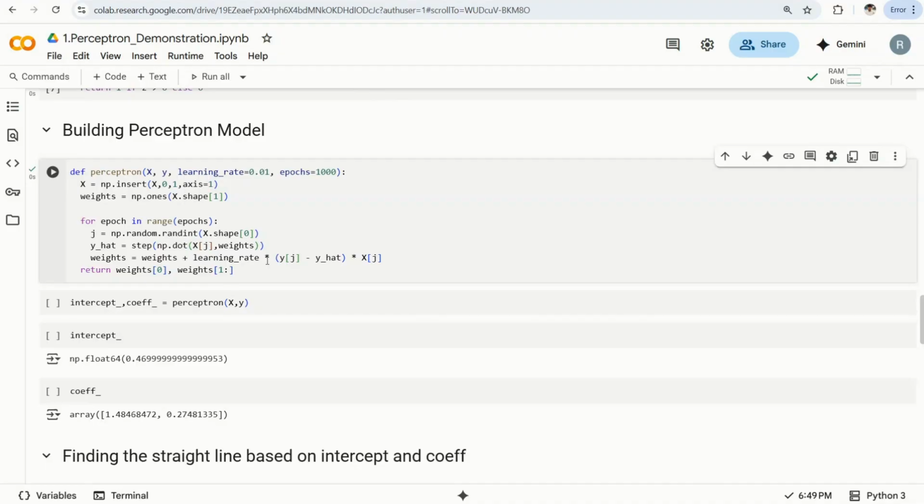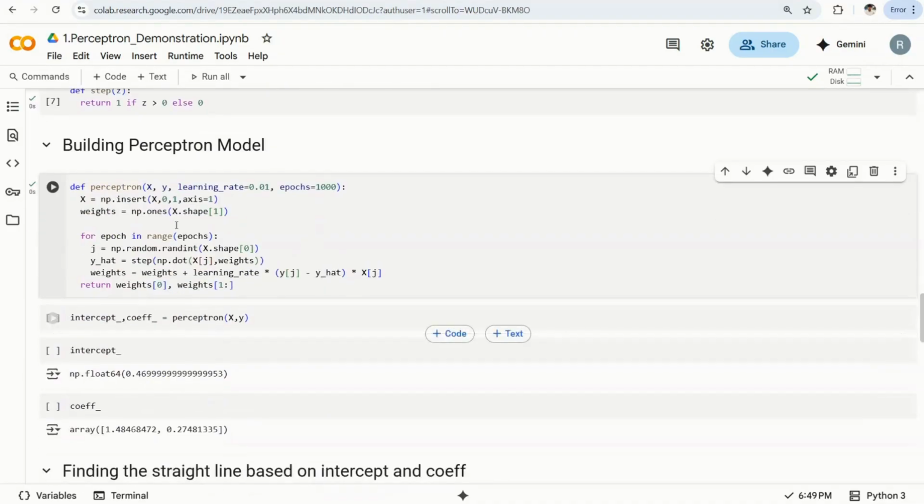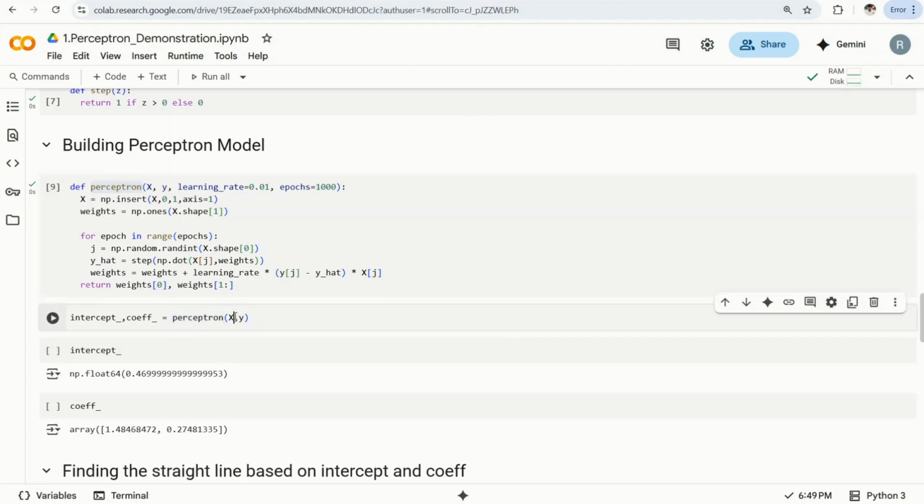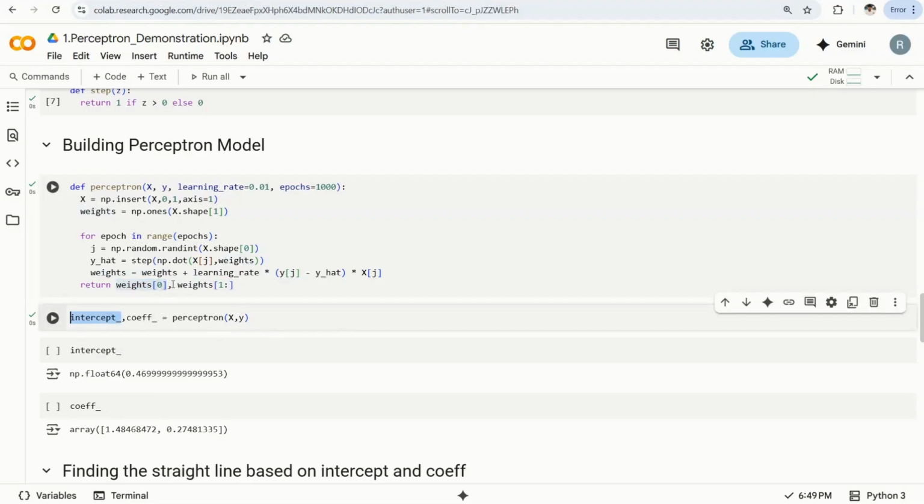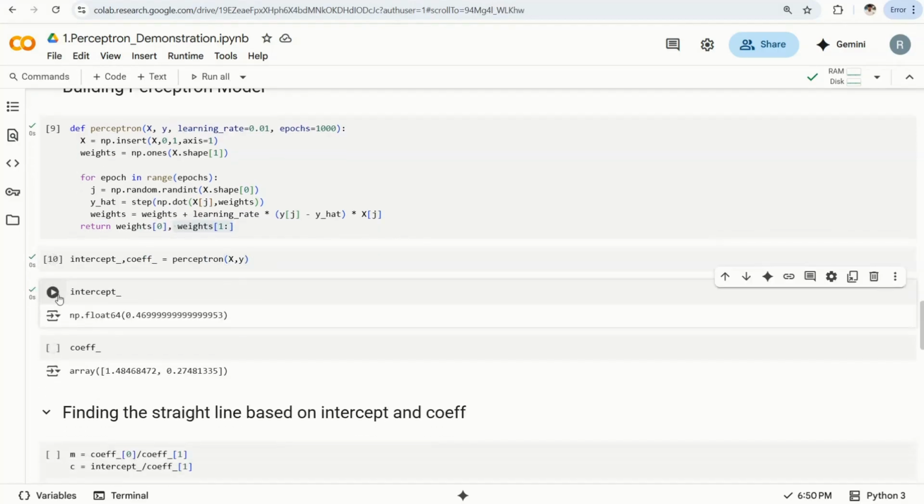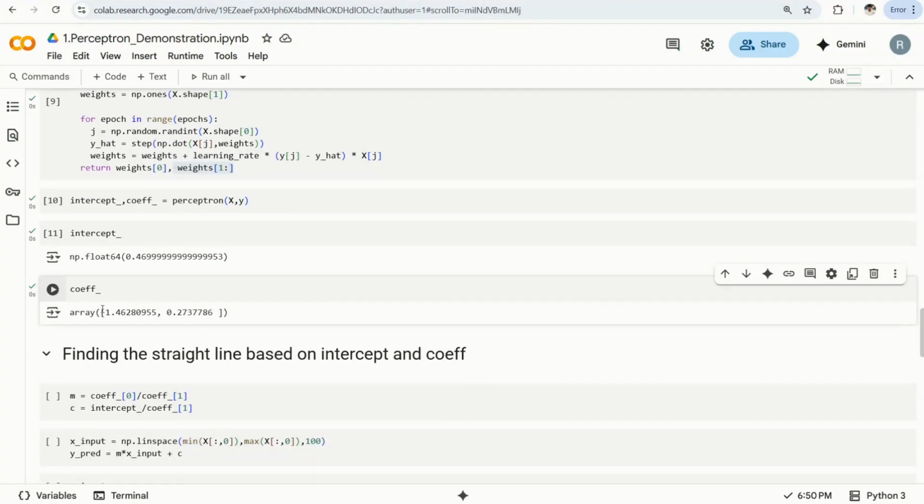Okay, let me run this. So I'm calling this function because I have x and y. It will do the calculation, and ultimately it will give me a tuple. This return value I'm calling the intercept, and this return value I'm calling the coefficient, which is w1, w2. So you can see that the intercept is this, so this is my bias, and my coefficient is this. You can see that it has two weights: this is my w1, and this is w2.